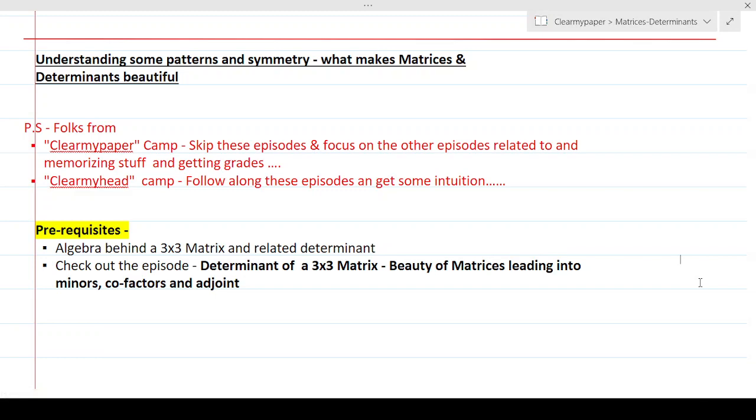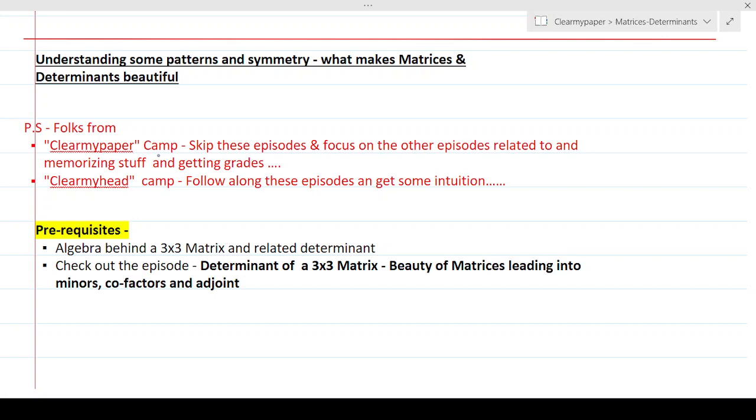Today we are going to talk about understanding some of the patterns and symmetry that make matrices and determinants beautiful, and the general underlying beauty that normally gets missed while applying matrices and determinants to solve problems. So how do they represent, in a condensed way, so much rich information? Let's unpack some of those.